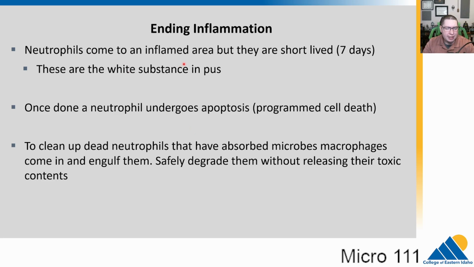Once we're done phagocytosing, we've got all the bacteria, or the majority of them. Neutrophils stay there for only a very short period of time. They basically live for about 7 days. As they break down, they become the white substance in pus. Once a neutrophil is done with its job of engulfing microbes and destroying them, it will undergo apoptosis, that programmed cell death. It's no longer needed. It probably has toxic chemicals and lots of damage to it. So it destroys itself and the pieces get recycled.